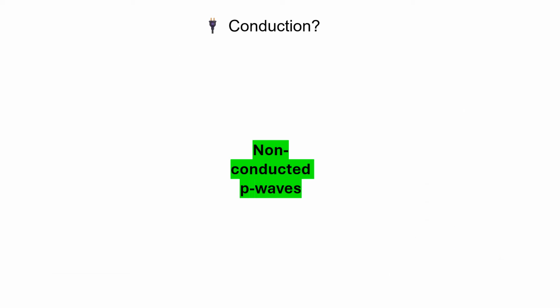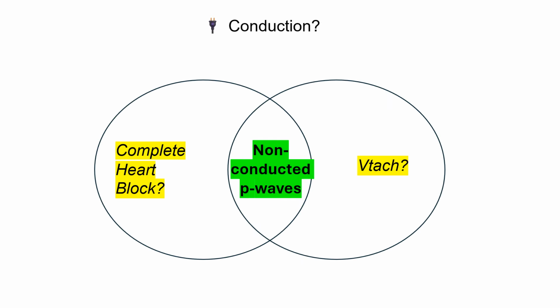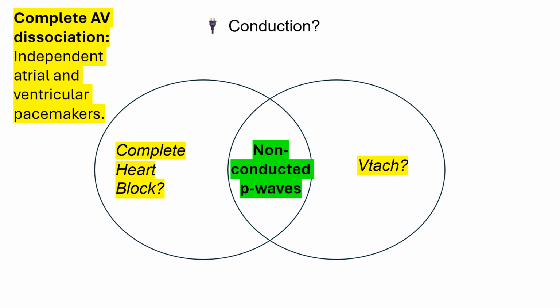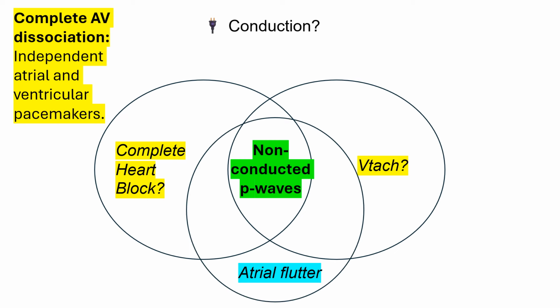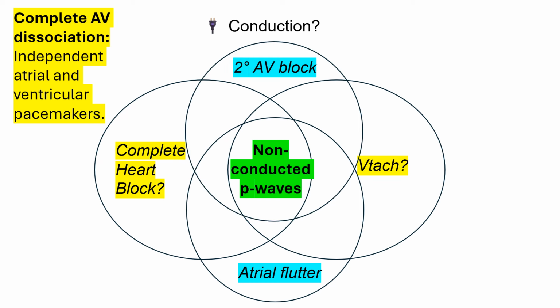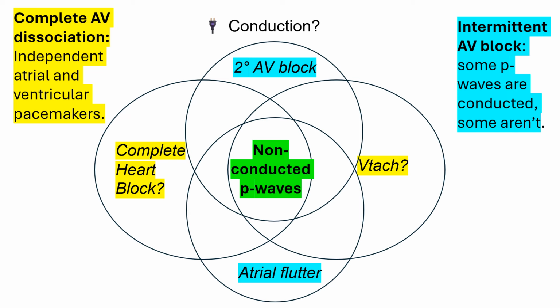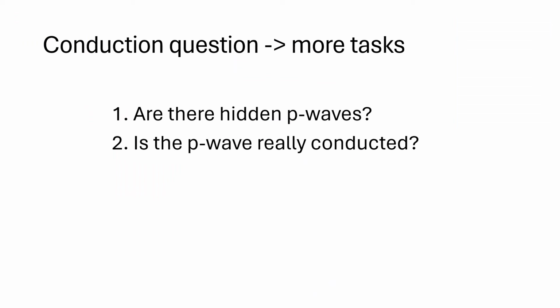To recap again, in complete block, in VTAC, these non-conducted P waves reflect AV dissociation, independent atrial and ventricular pacemakers. Atrial impulses are not being conducted by the ventricles. In second-degree AV block and atrial flutter, impulses from the atria are occasionally conducted and occasionally non-conducted, and this often occurs in a periodic manner. We also need to account for hidden P waves, and we need to account for whether non-consecutive P waves are conducted or not. We'll go through this now.